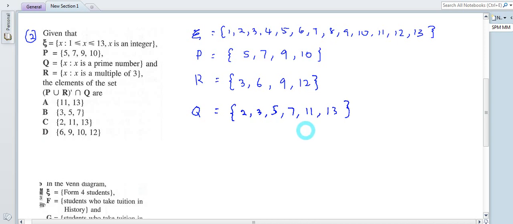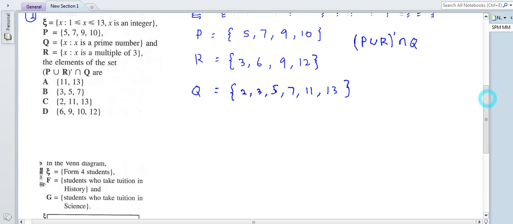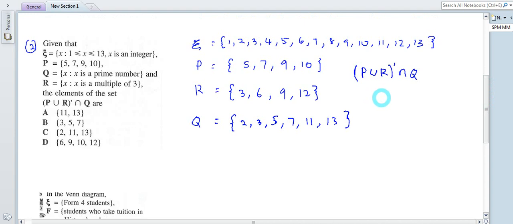Okay, let me check again. Okay, 2, 3, 5, 7, 11, 13. Okay, correct. So now we want to do this one: P union R complement intersection Q. So you can actually draw a Venn diagram if you want. If you don't want to, you also can solve it. Okay, now I try not drawing a Venn diagram to solve this question.